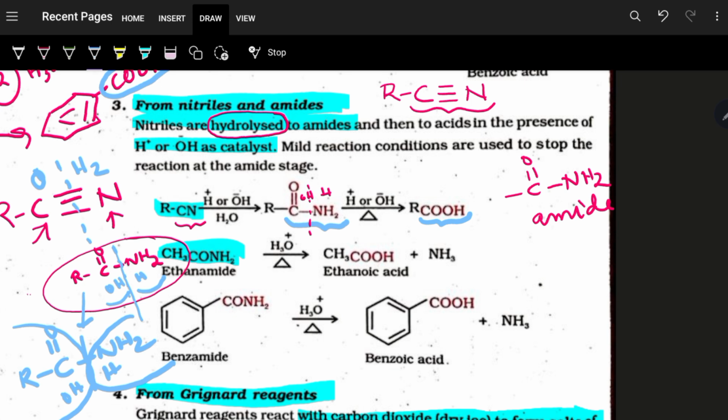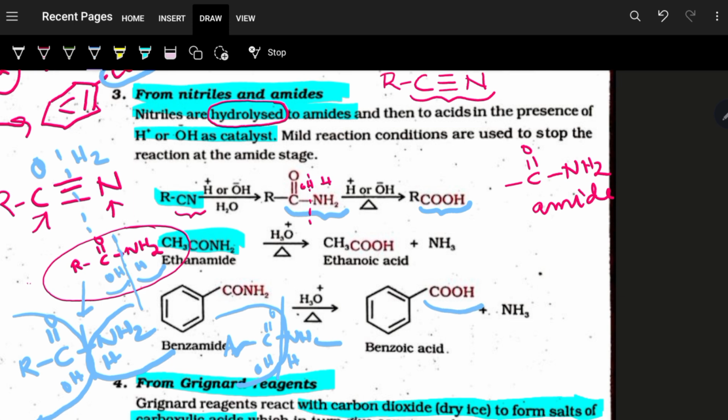Benzamide. It is benzenamide, so benzamide: C double bonded O NH2 with the benzene ring. So I can write Ar over here. Again, I can break the bond here. I will write OH, and I will write H here. So what I got over here is Ar C double bonded O OH. So this is benzoic acid and NH3.